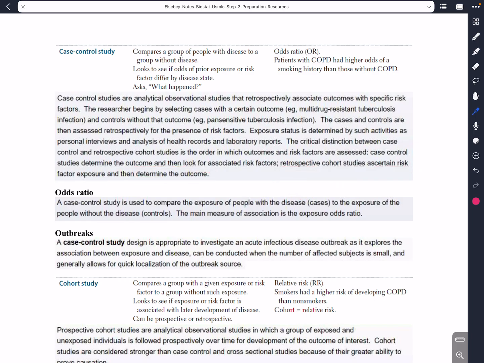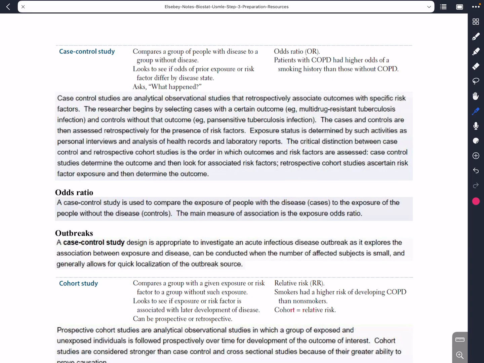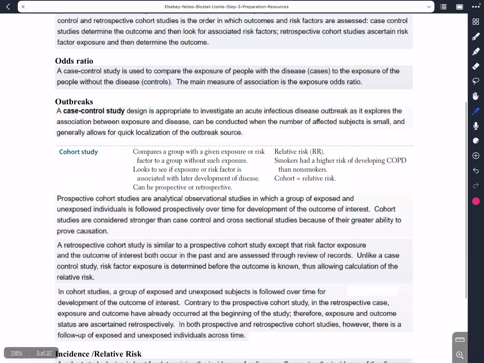So you have risk factor first, and then you are looking for the outcome. Again, in case control studies, we look for odds ratio. What is odds ratio? A case control study is used to compare the exposure of people with the disease to the exposure of people without the disease. So that is odds ratio. One easy way to remember odds ratio is odds of exposure divided by odds of non-exposure, unexposed. That would be controls.